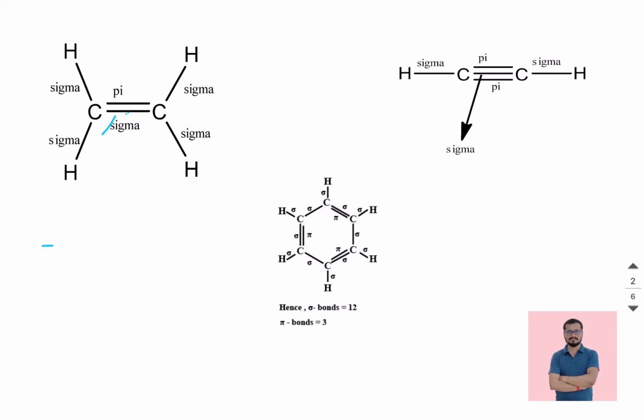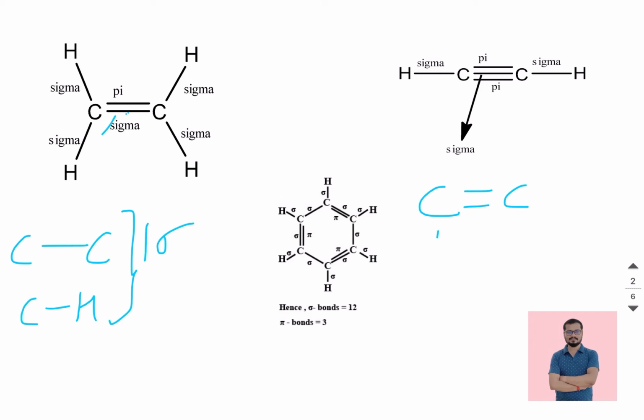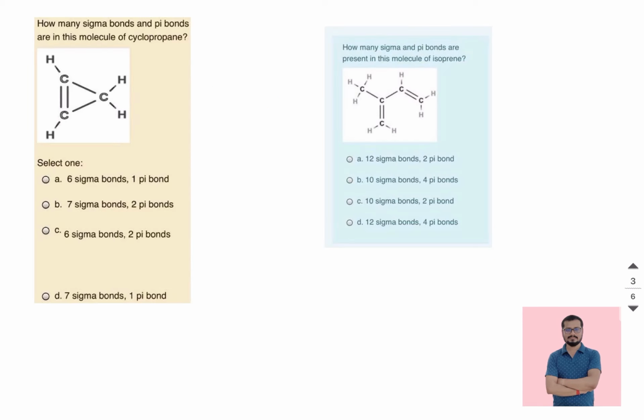Simple: a single bond between carbons or between carbon and hydrogen has one sigma bond. Count one sigma bond. And if given a carbon-carbon double bond, then there is one sigma bond and one pi bond. And if given a triple bond between carbons, then there is one sigma bond and two pi bonds. So easily we can calculate the total number of sigma bonds and pi bonds.